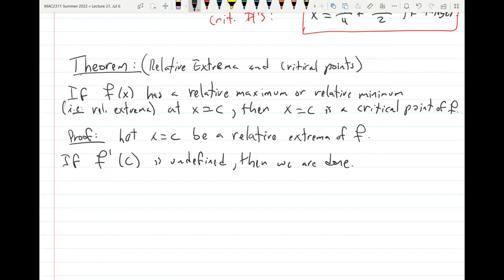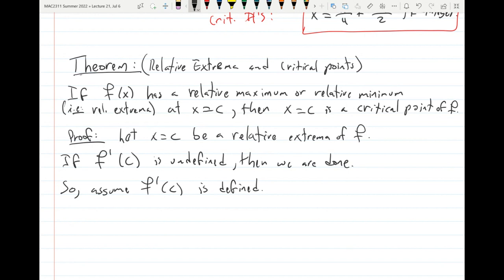So the question is, okay, what if it is defined? So assume f prime of c is defined. Okay? Because if it's undefined, we're done. We already have a critical number because of one of the conditions. Now, what if it's defined? I want to show that this number must be 0. Okay? All we know is that c is a relative extrema. I want to know that this number is 0.